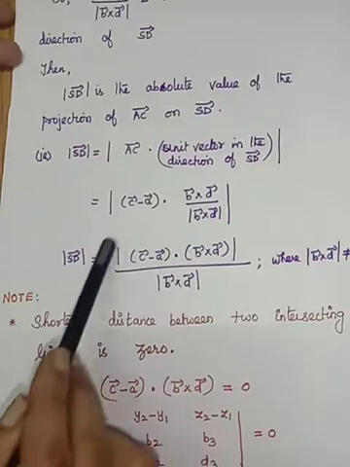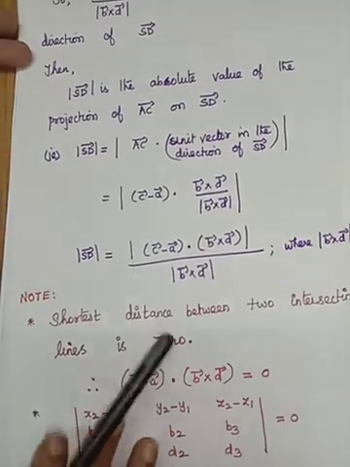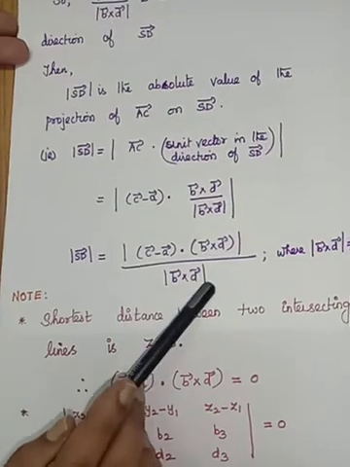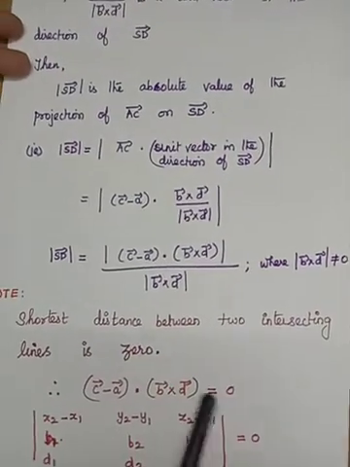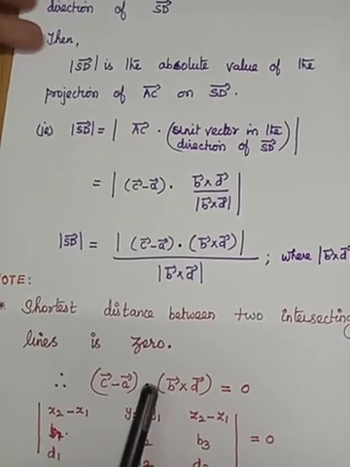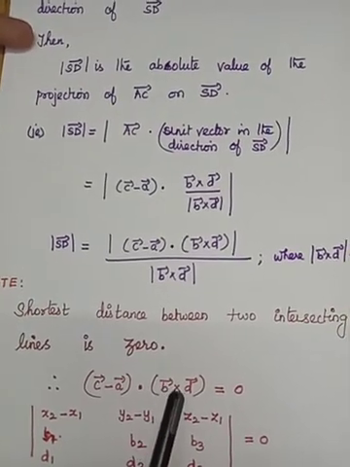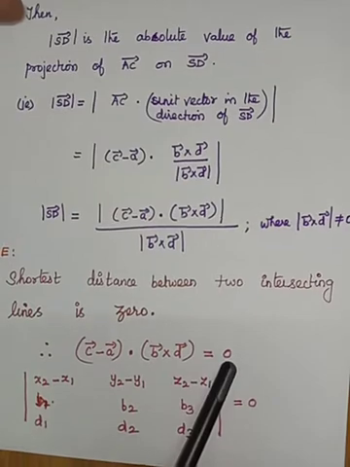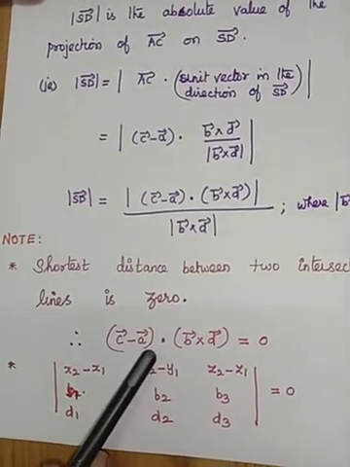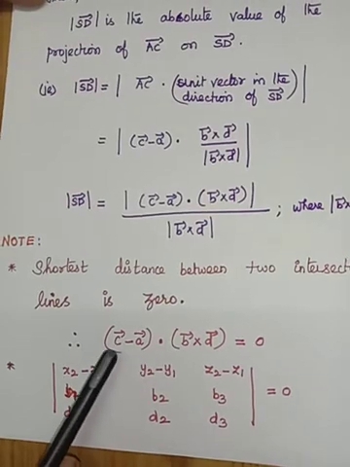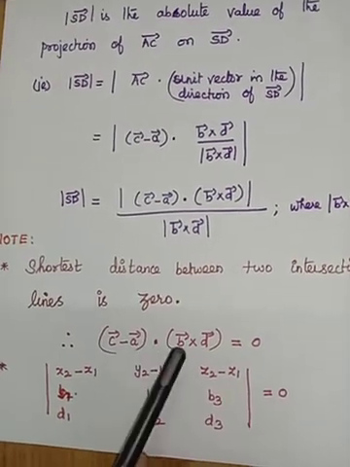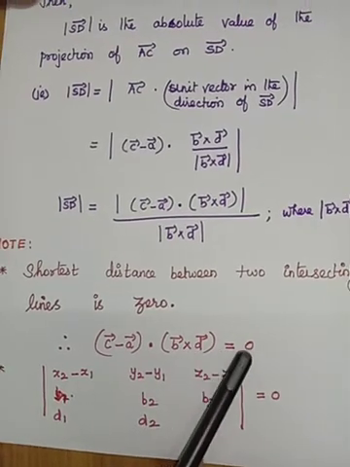Okay, so you just take this distance, and when you equate it to 0, the denominator being non-zero, the numerator will become (C vector minus A vector) dot (B vector cross D vector) is equal to 0. This is the condition for two lines to intersect. What is it? (C vector minus A vector) dot (B vector cross D vector) is equal to 0.